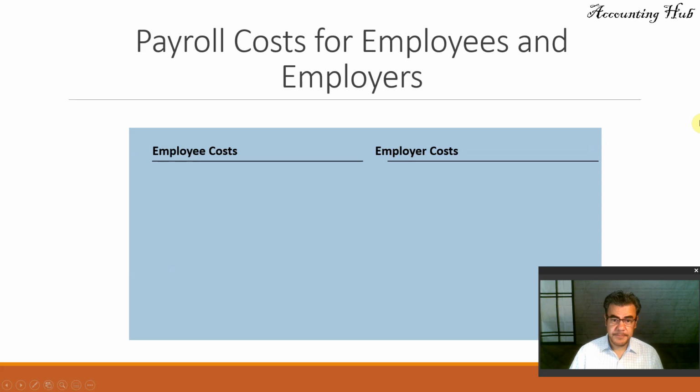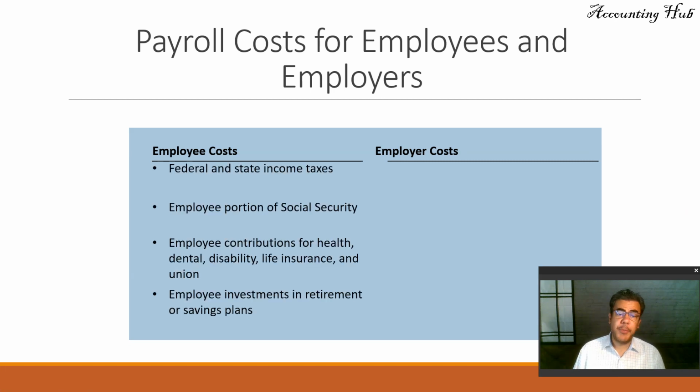So let's go here. When we are talking about payroll, we have payroll costs for employees and employers. The employee costs: federal and state income taxes, employee portion of Social Security or any other public fund for retirement, employee contributions for health, dental, disability, life insurance, and union if they have to, and employee investment in retirement or savings plan if we are talking about a supplementary retirement plan.